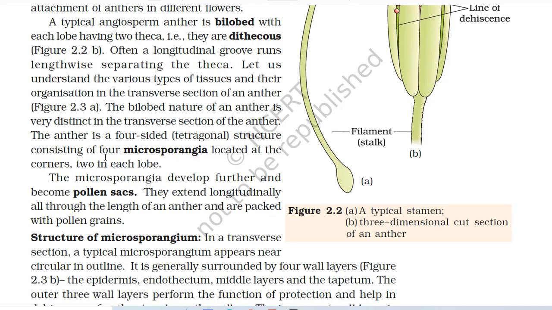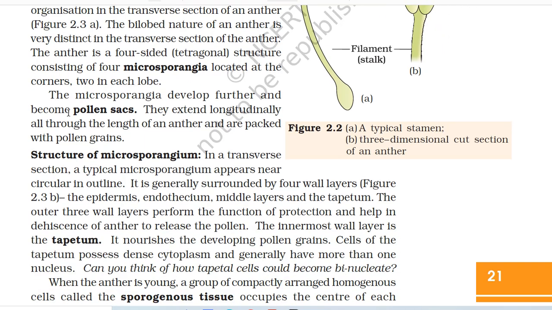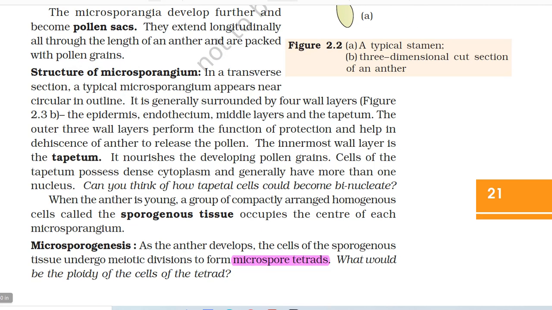The anther is a 4-sided, that is tetragonal structure consisting of 4 microsporangia located at the corners, 2 in each lobe. The microsporangia develop further and become pollen sacs. They extend longitudinally all through the length of an anther and are packed with pollen grains. Structure of microsporangium. In a transverse section, a typical microsporangium appears near circular in outline.